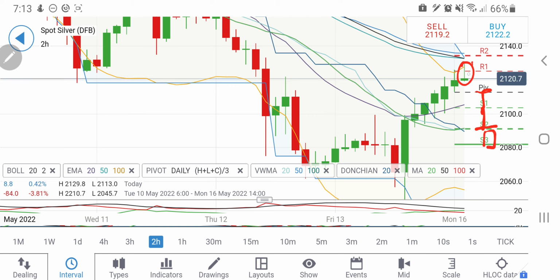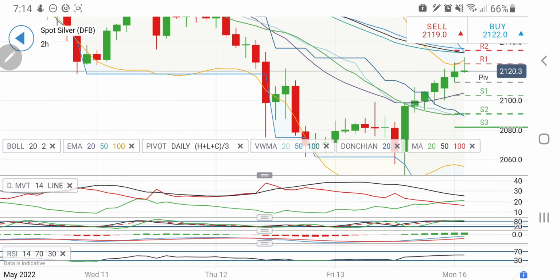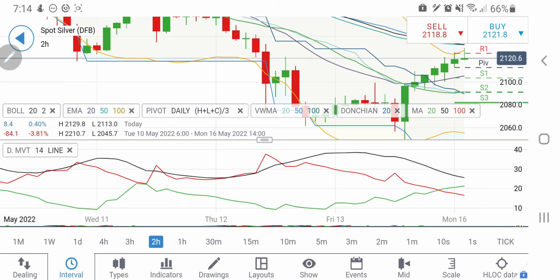This is also a possibility which can happen here, and I will only trade as per the levels and not as per the bias. So one can go short at 2110, one can go long at 2130 and take positions accordingly. Now look, this is just on the 2-hour charts.